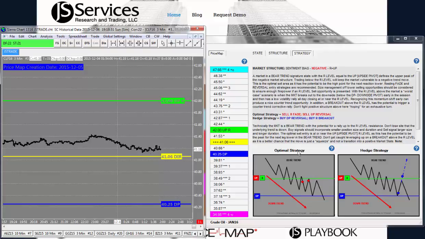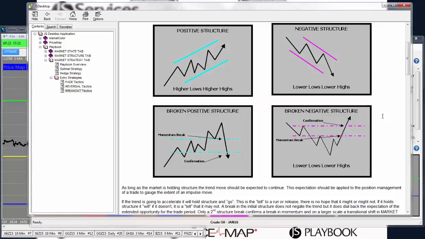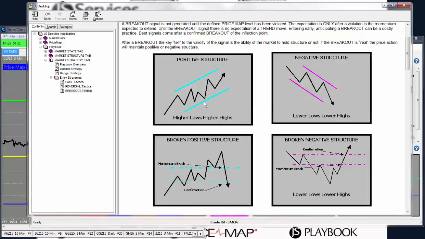So when we're talking about price structure, we're talking about markets expanding and contracting. They expand and contract in different ways, but when they do expand, they build positive structure, which is higher move highs, higher move lows, or lower move lows, lower move highs. And if we stop making higher move lows, that's a break in structure. It's a break in momentum.